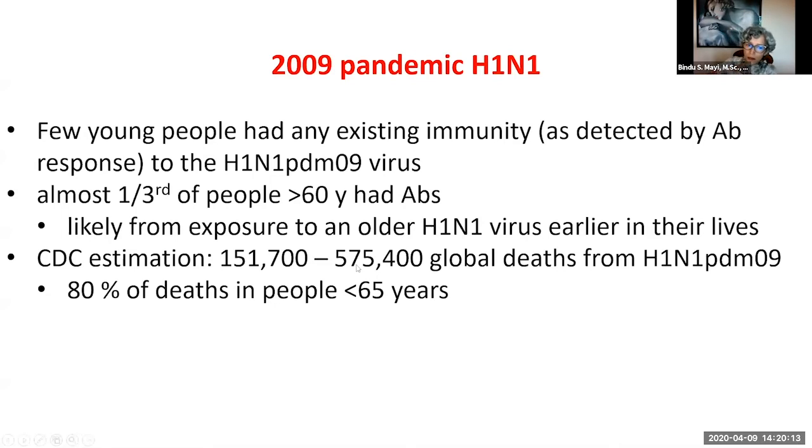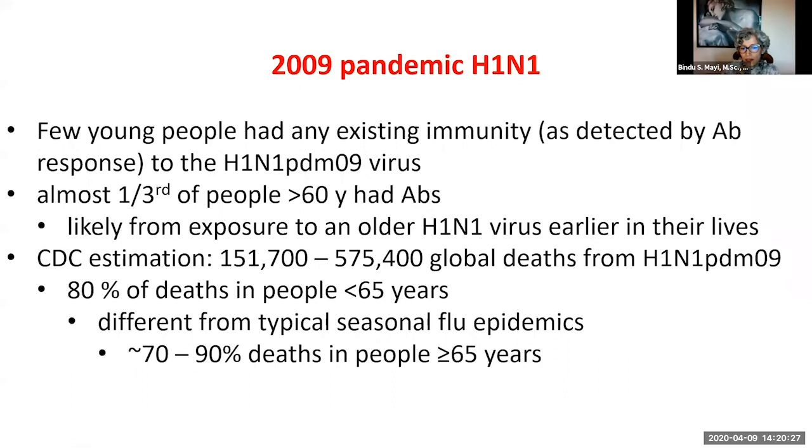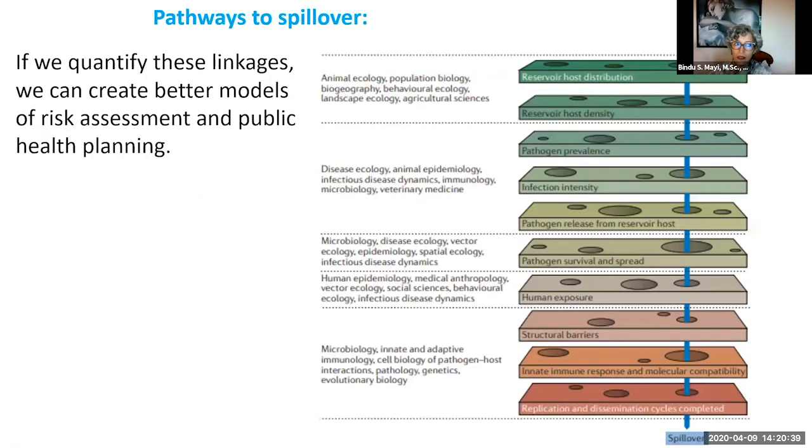The CDC estimated about 151,000 to 575,000 deaths from this pandemic strain. 80% of deaths were in people under the age of 65. This is very different from what we see typically during our seasonal flu epidemics, when we see the majority of deaths in people 65 and older, right? So this is different from what we are seeing currently.